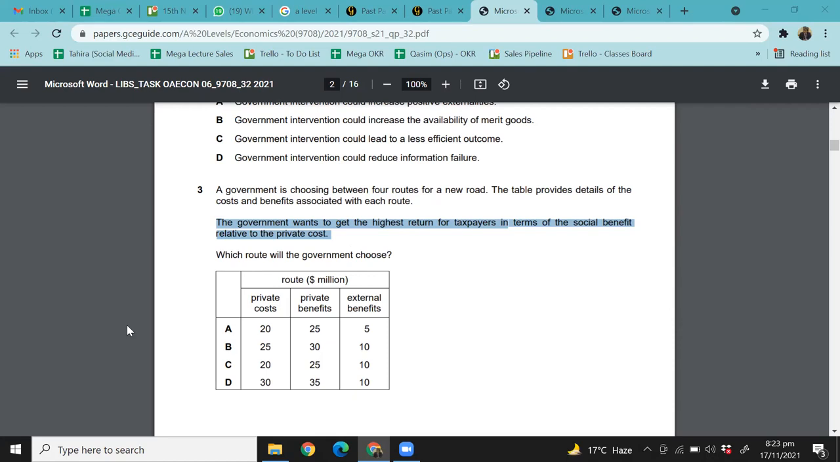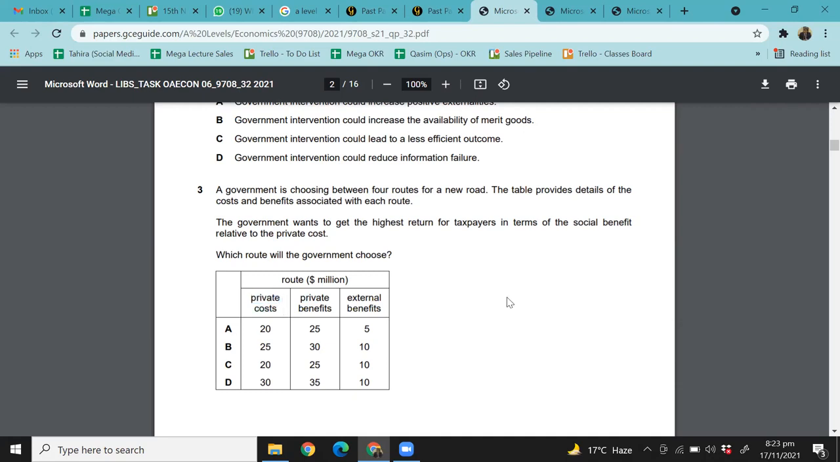Read the highlighted statement again. The government wants to get the highest return for taxpayers in terms of the social benefit relative to private cost. So you are given private benefit and external benefit. You add private benefit and external benefit, and you get social benefit. Then you subtract private cost from that, and you get the highest return.